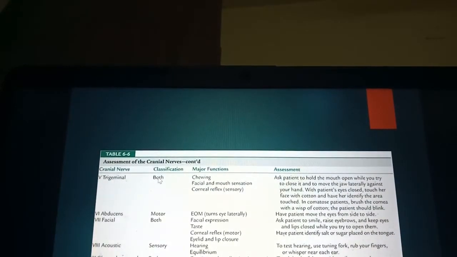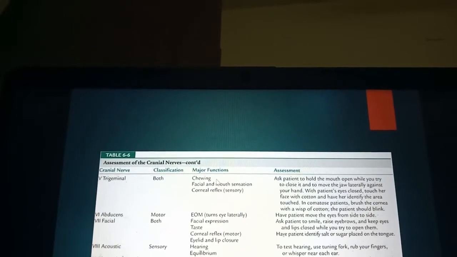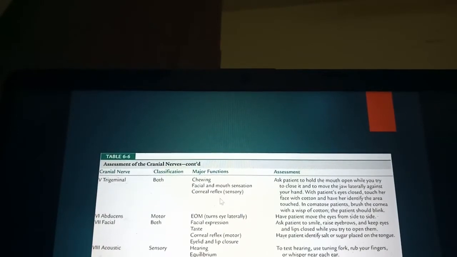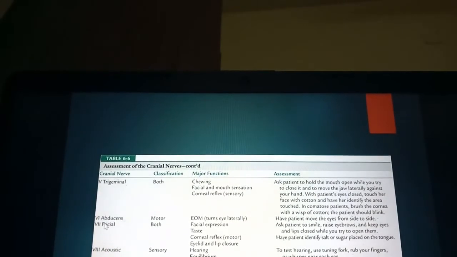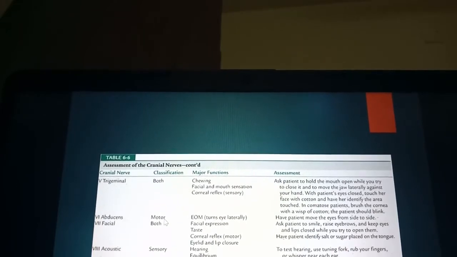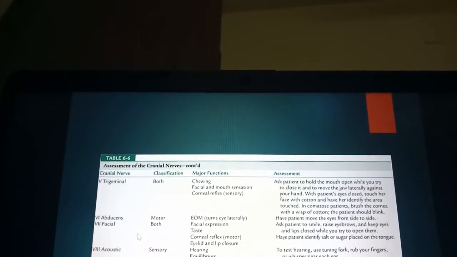Trigeminal has both motor and sensory function. It helps in chewing and facial and mouth sensation, and the corneal reflex. Abducens, it has motor function, turns the eye laterally.